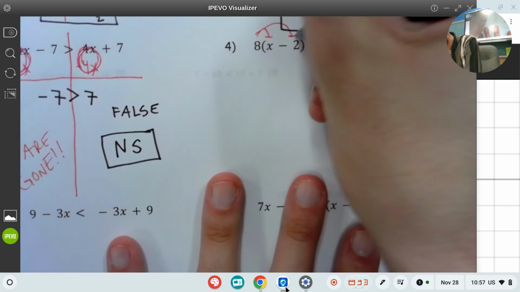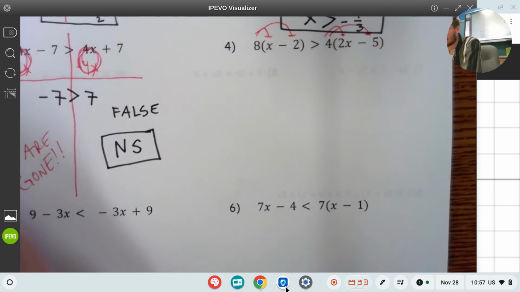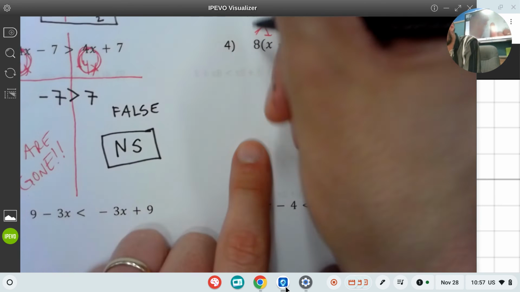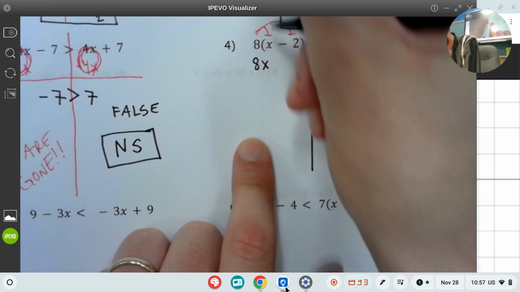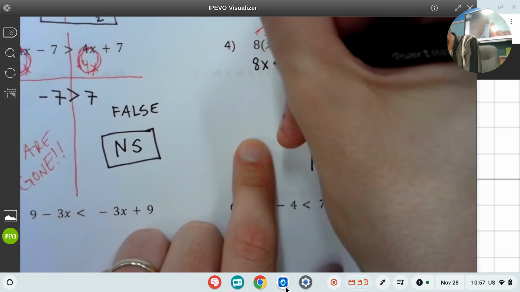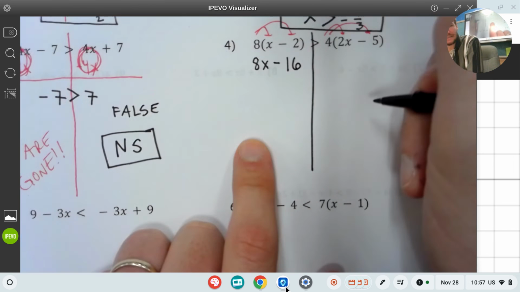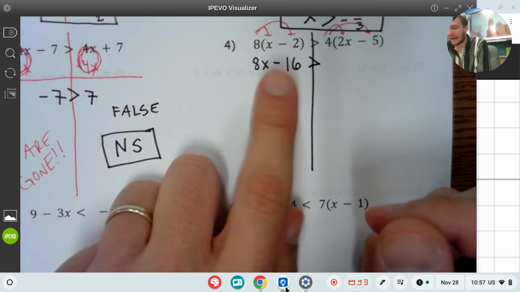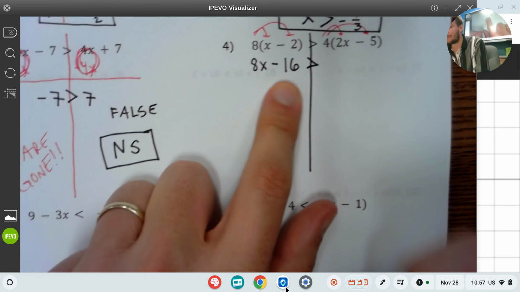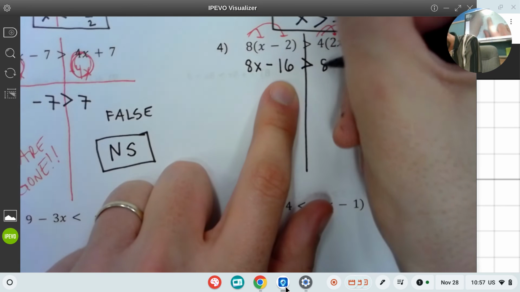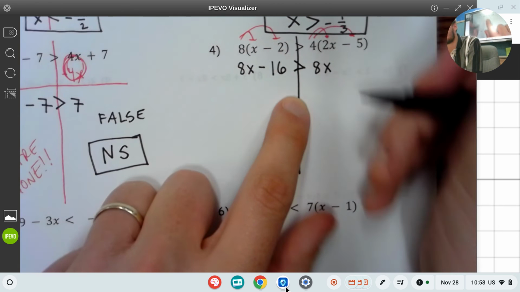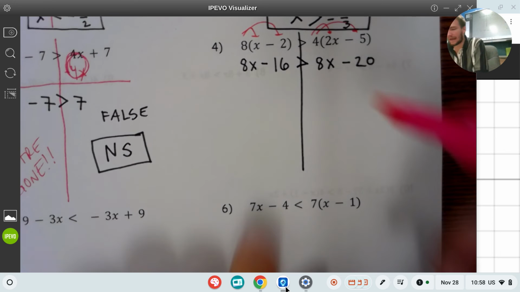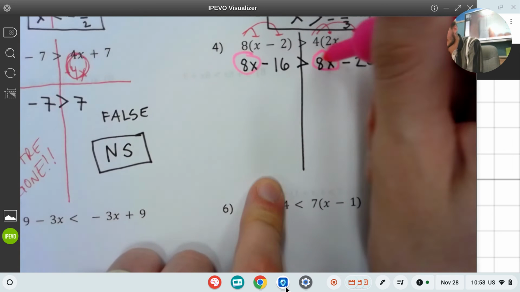I have to do some distributing. But distributing, I mean, we've done it over and over again, so hopefully we're pretty good. 8 times x, 8x. 8 times -2, -16. Oh, wait. You was the first one. I thought you switched to the other side. I got you. So you got to make sure you get these other numbers. They're going to be super important. 4 times 2, there's my other 8x. And then 4 times -5, -20.